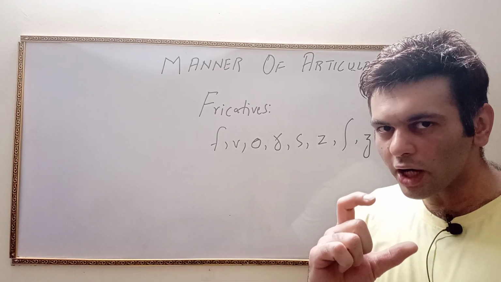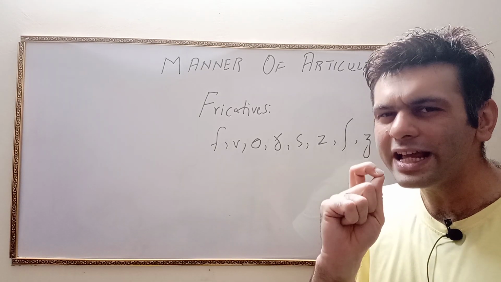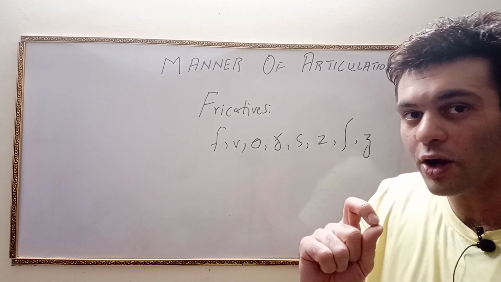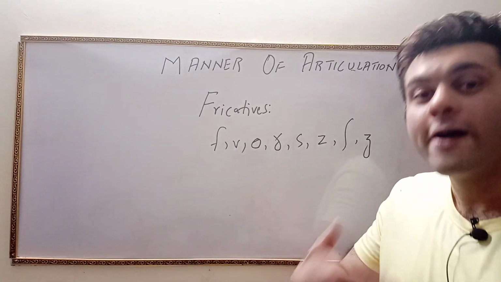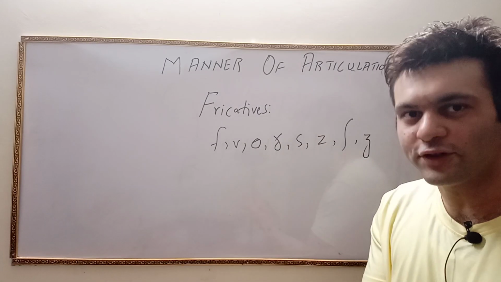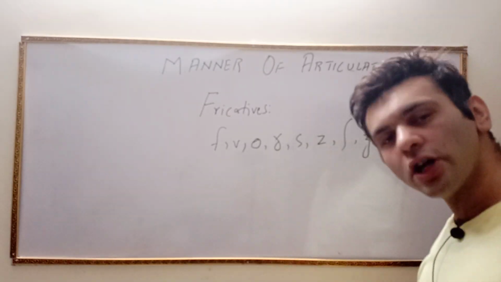So there is no blockade of air but a release through a narrow opening, and that release through a narrow opening creates a kind of friction. That's why they are known as fricative sounds. Let's move towards the third category.